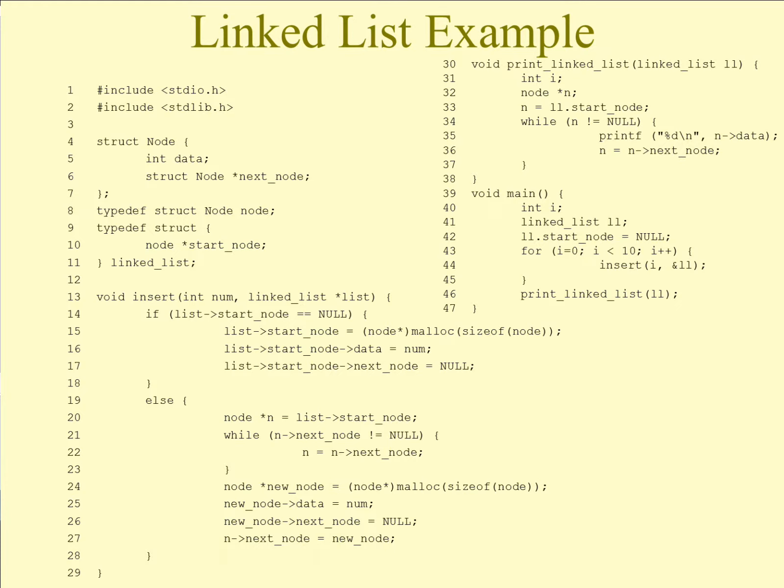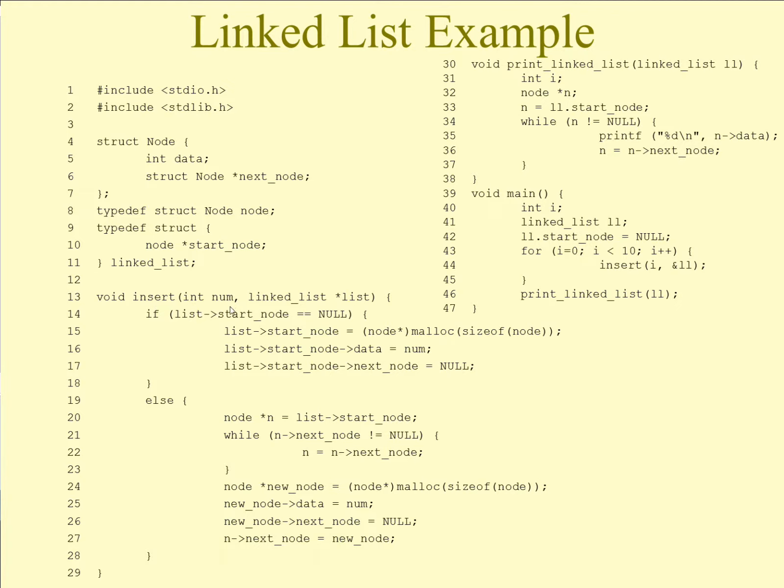So you see that I have my node data structure right here, and then I have my linked list data structure right here on lines 9 through 11. So I have this data structure called linked list. I then have this structure called node. I've just done the typedef differently so that you can see the two ways that we can typedef structures.